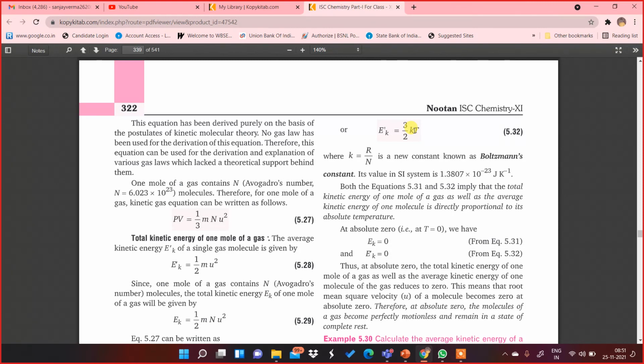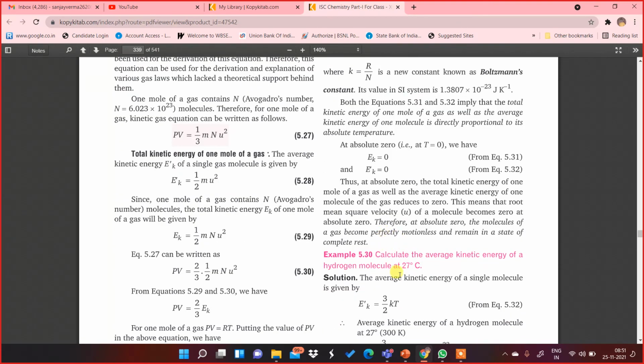Its value in the SI system is 1.3807 × 10^-23 joules per Kelvin. Now both equations 5.31 and 5.32 imply that the total kinetic energy of 1 mole of a gas, as well as the average kinetic energy of one molecule, is directly proportional to its absolute temperature. So at absolute zero, temperature is 0, so we have Ek is also 0. Okay, so this is what you have to remember.